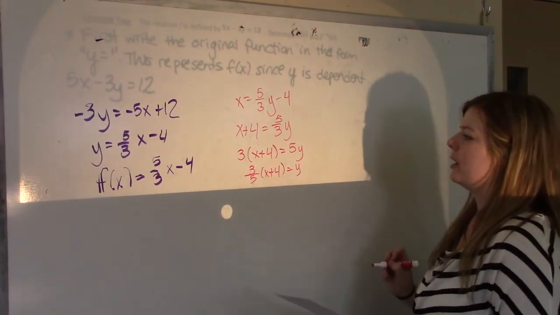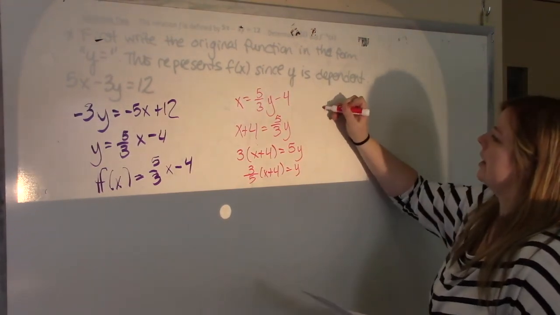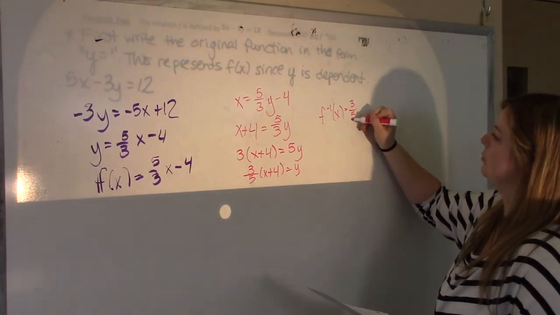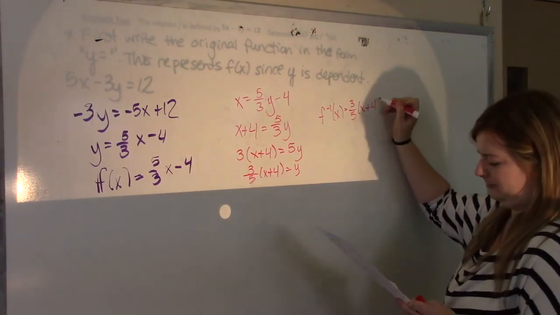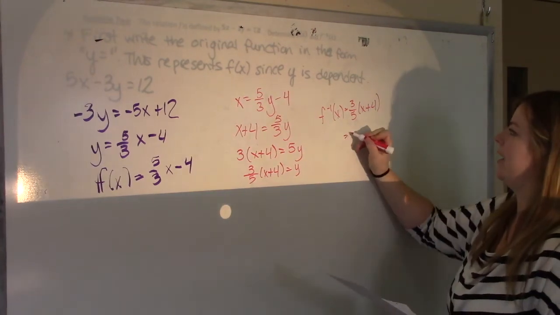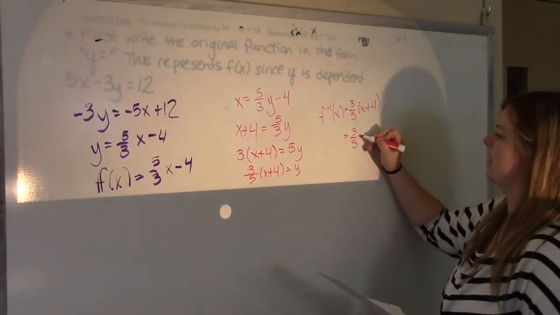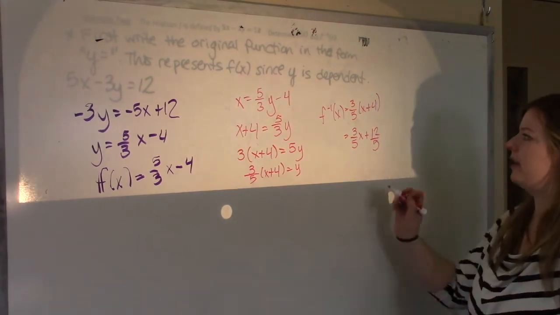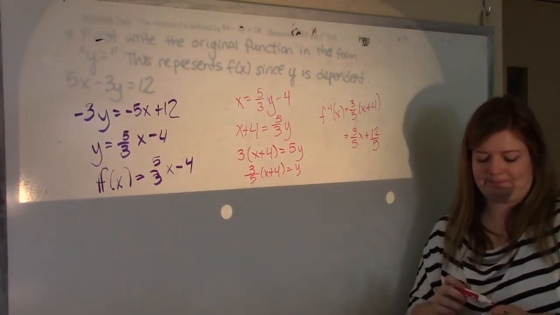And there you go. So now we're going to write it as a function. Okay, and you can distribute the 3/5 if you'd like. And there you go. That's your inverse function.